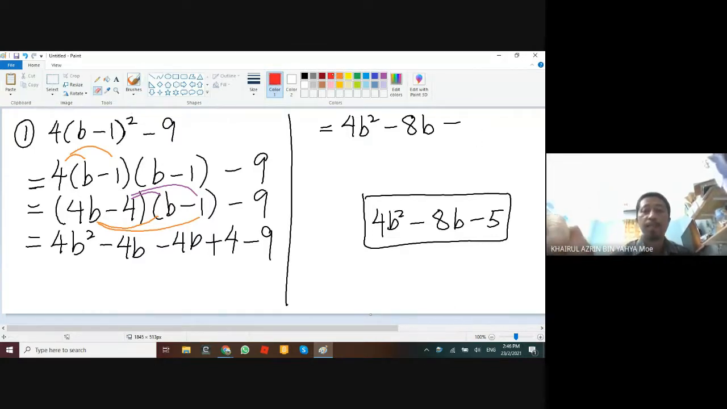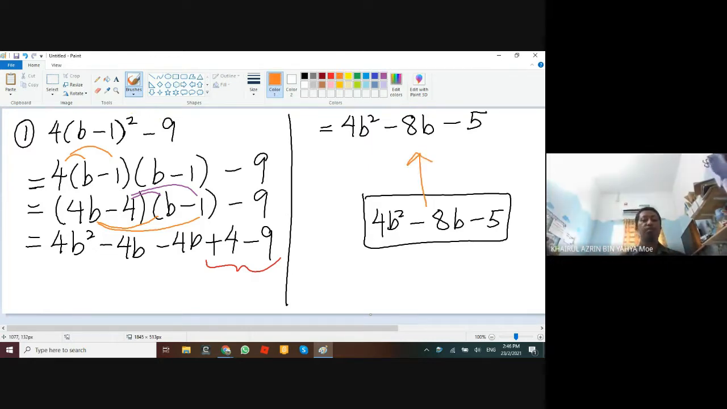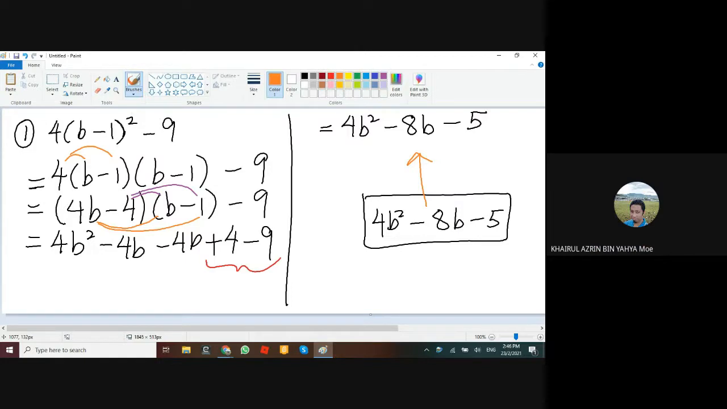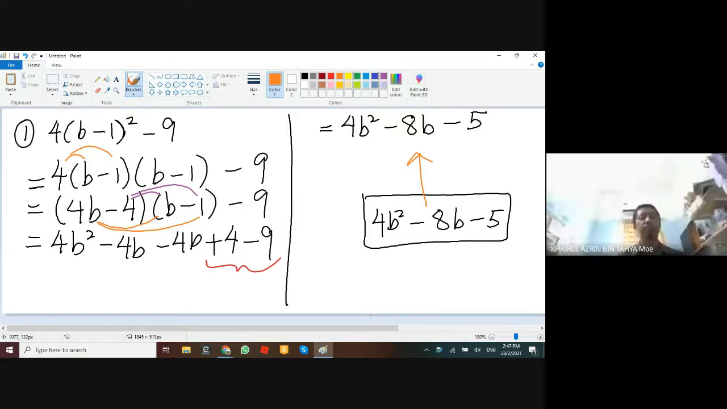So this one, 4 minus 9 is negative 5. Now we already get the answer. Same, right? There are two methods to get the answer. Answer is different from the textbook. Follow my answer. This is the best way to simplify the algebraic expression. This is much easier to understand. Correct or not? Okay, so finish question 1.